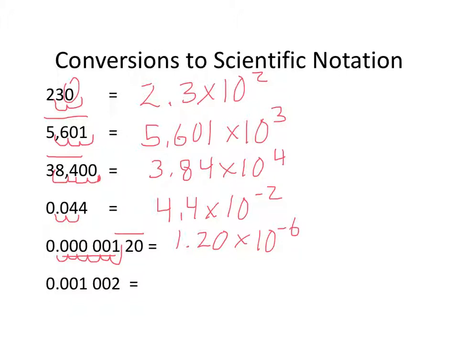The last one, these zeros are not significant, but all the rest of this number is. Again, it'll be a negative exponent, and we need to go until we have one number to the left of the decimal, so we need to go 1, 2, 3 places. So we end up with 1.002 times 10 to the negative 3.